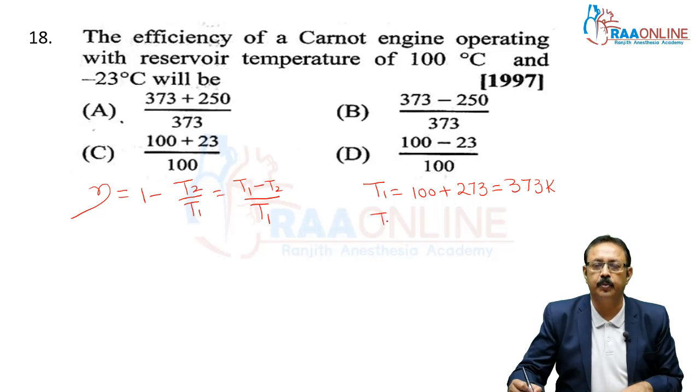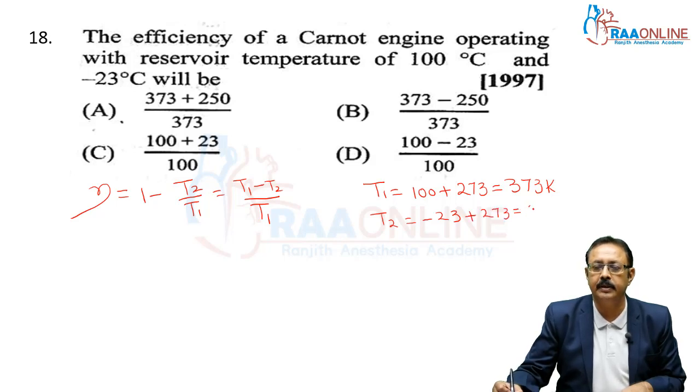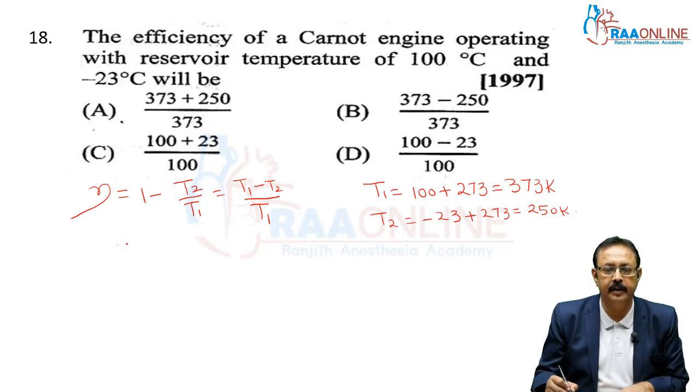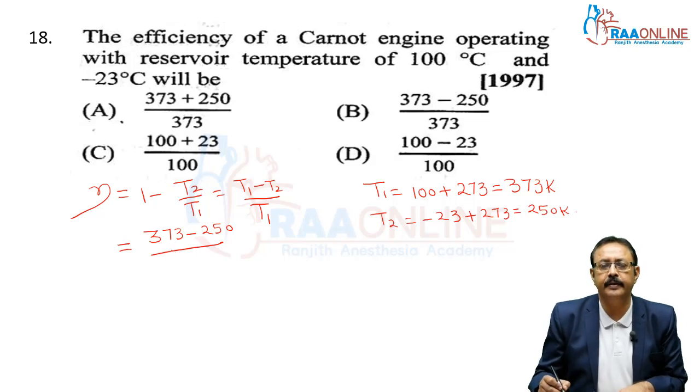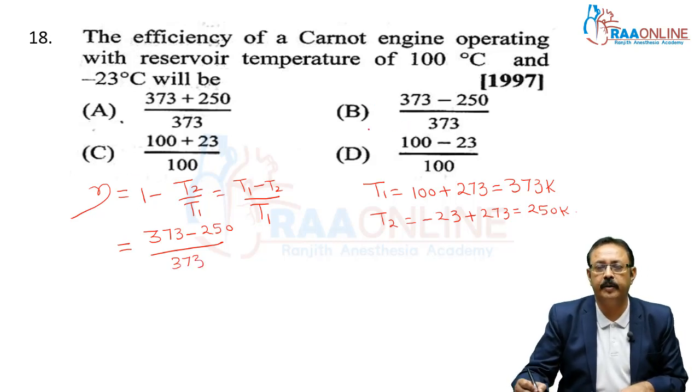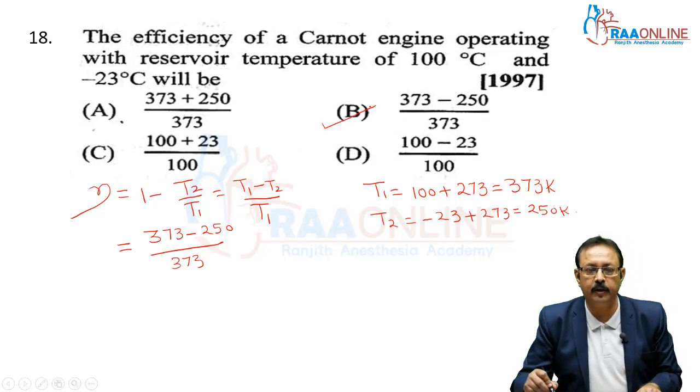What is T2? Minus 23 plus 273 means 250 Kelvin. So we can write this efficiency is T1 373 minus T2 250 divided by T1. T1 is 373. So 373 minus 250 by 373. So we are going with option B.